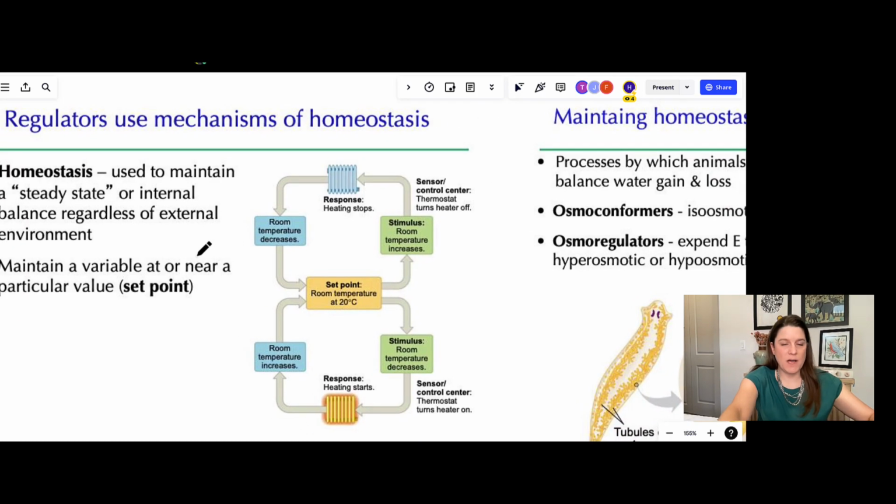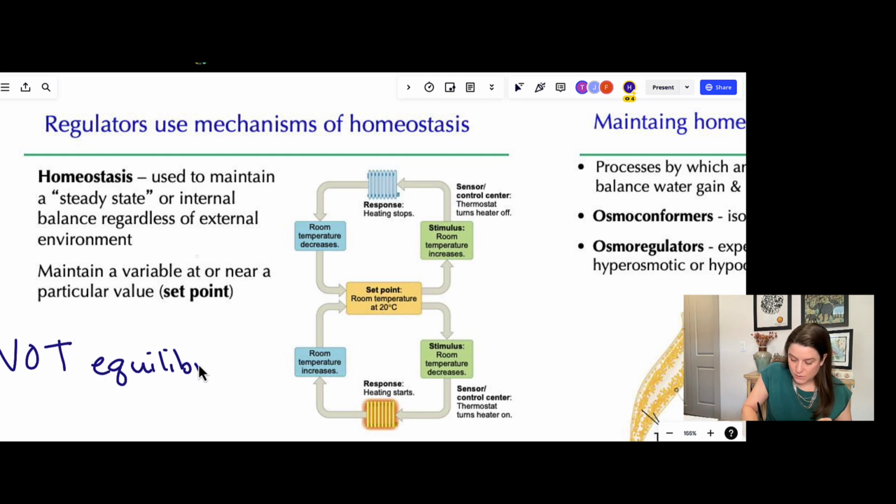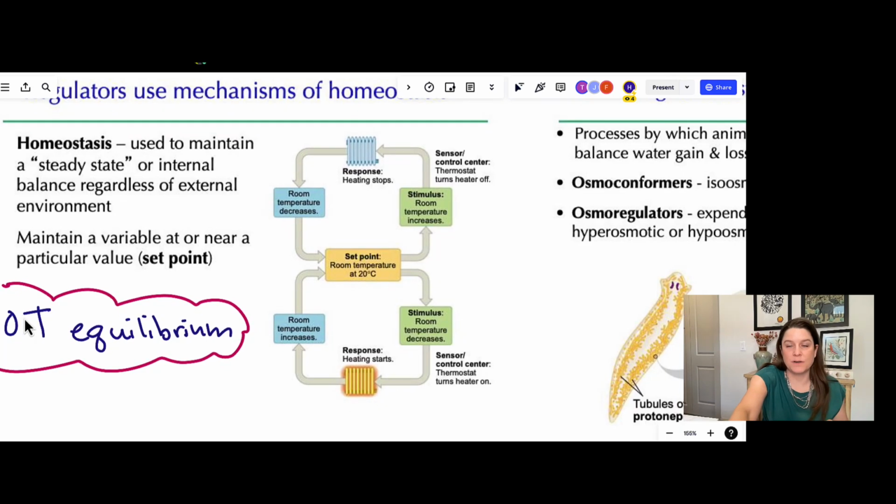So if you're a regulator for something, what it's doing is keeping the body in a homeostatic state. Now, what I want to point out is that homeostasis is not equilibrium. This is a very common misconception people have. Equilibrium would be more like a conformer, honestly, where it's the same externally and internally. That would be equilibrium. Regulators and homeostasis are really mostly non-equilibrium.